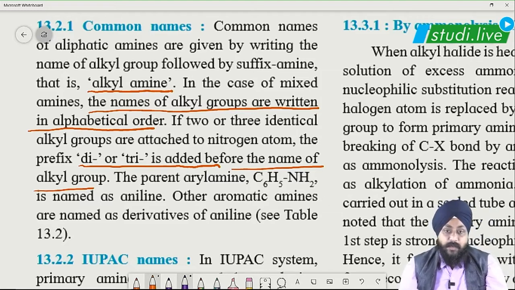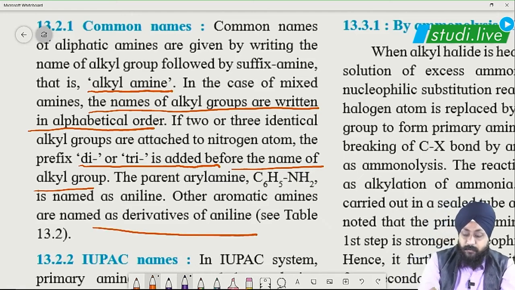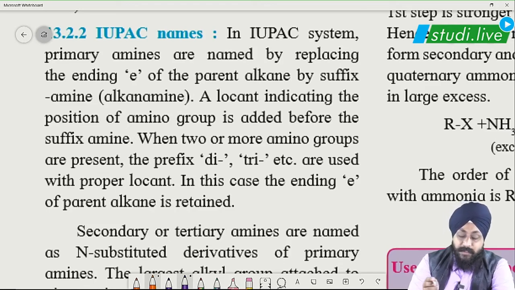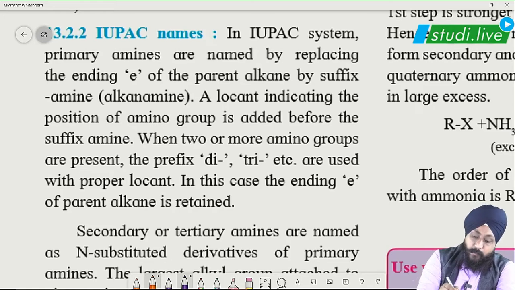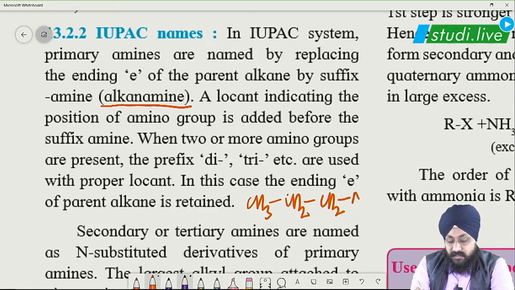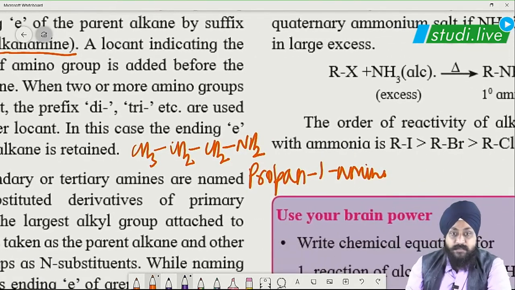If it is an aromatic amine, that is arylamine, it is named as aniline, and other aromatic compounds are considered as derivatives of aniline. In the IUPAC name, primary amines are named by replacing the ending E of the parent alkane with amine, so it becomes alkanamine. Suppose here it is CH3, CH2, CH2, and then NH2. This is going to be propane, and then you write 1-amine. So the name is going to be propan-1-amine.